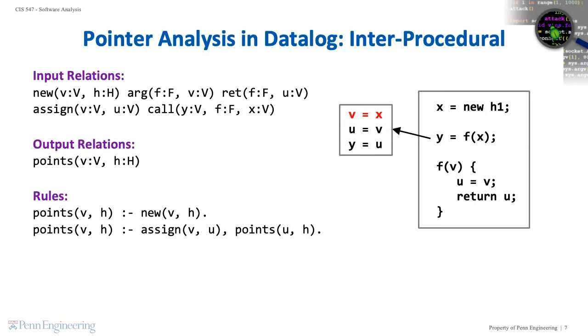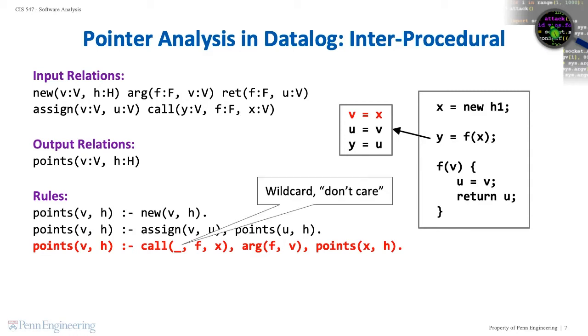Finally, we add new rules of inference to compute points-to information from these relations. The first rule is as follows. It reflects the fact that the variable v in the definition of f may point to the same allocation site as the variable x passed into f at the call. The underscore character refers to a wildcard. It doesn't matter what variable is present in that slot, as the output is unaffected by it.